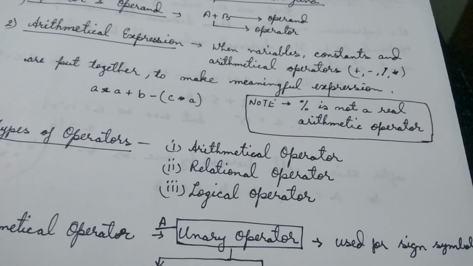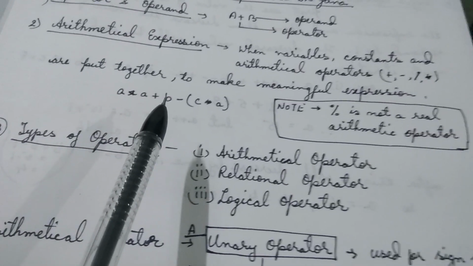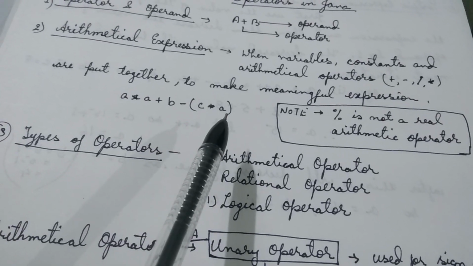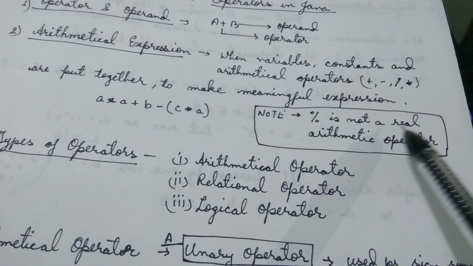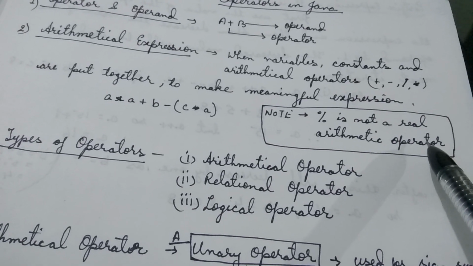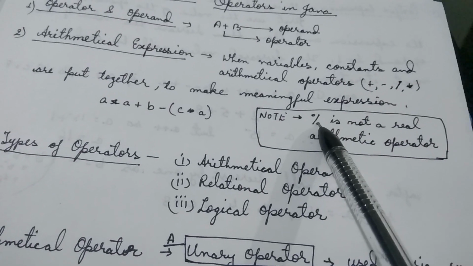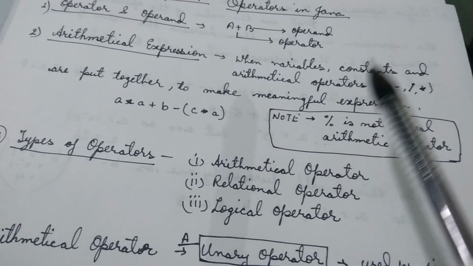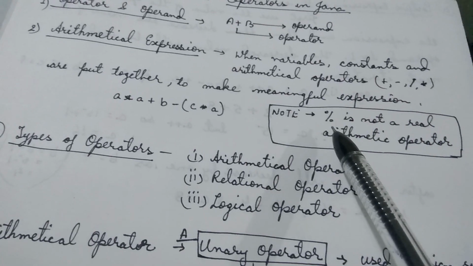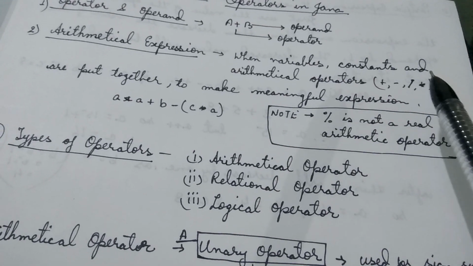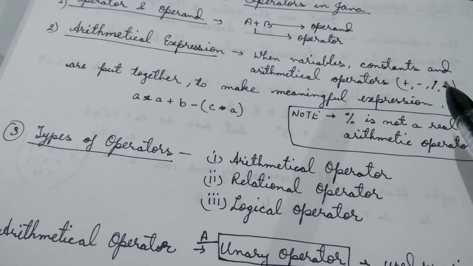We see one example over here. A asterisk A, it means A into A plus B minus C into A. We have to note here that modulus is not a real arithmetic operator. I had given the explanation earlier also. A modulus, that is the percentage symbol, we use in arithmetical expressions in Java to find the remainder, whereas division is used to find the quotient.